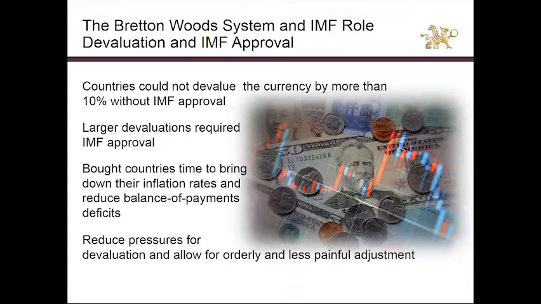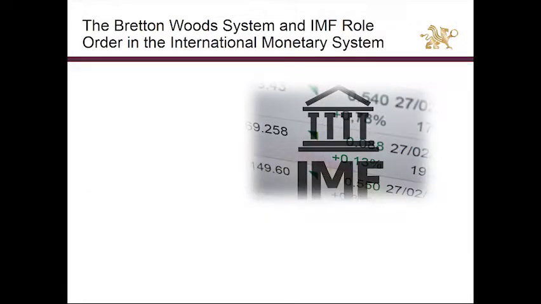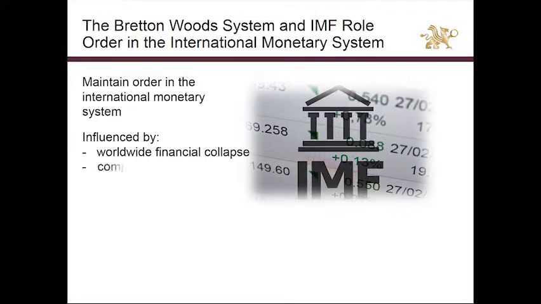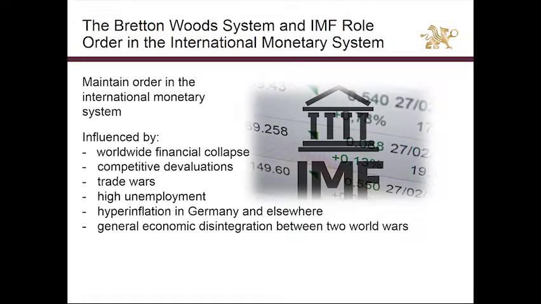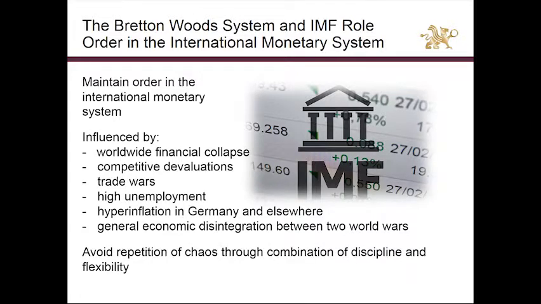The IMF's role was to maintain order in the international monetary system. The IMF Articles of Agreement were heavily influenced by the worldwide financial collapse, competitive devaluations, trade wars, high unemployment, hyperinflation in Germany and elsewhere, and general economic disintegration that occurred between the two world wars. The aim of the Bretton Woods Agreement, of which the IMF was the main custodian, was to try to avoid a repetition of that chaos through a combination of discipline and flexibility.